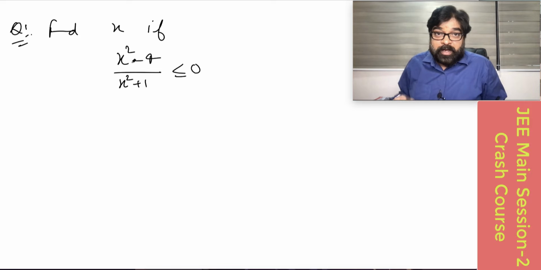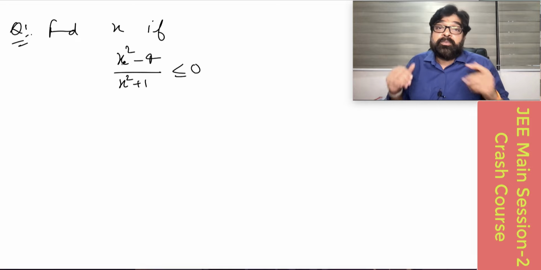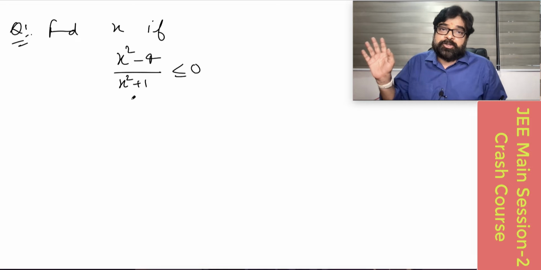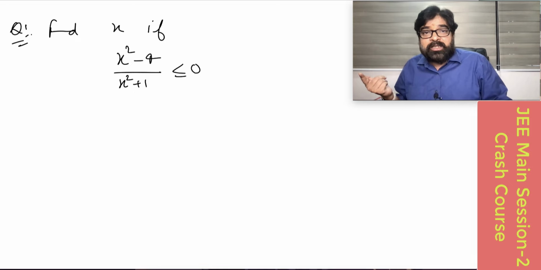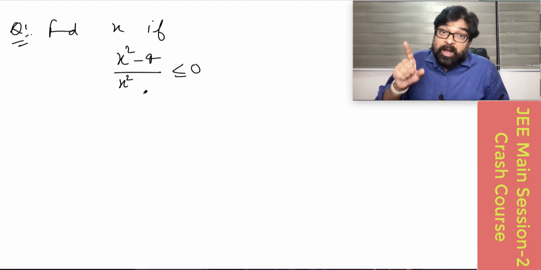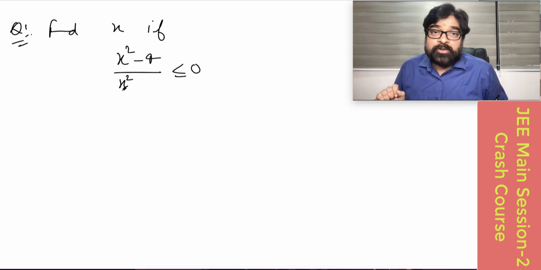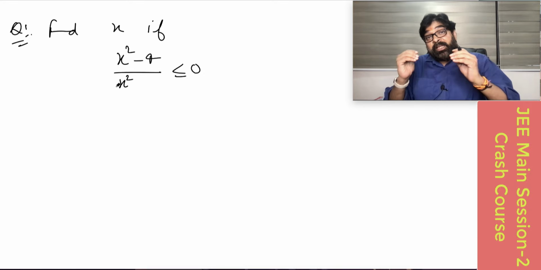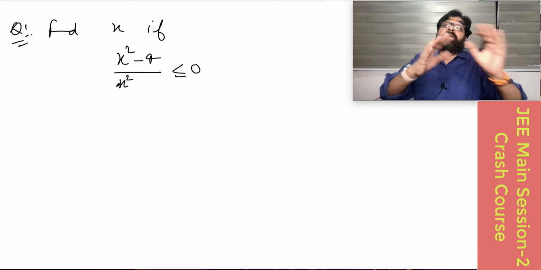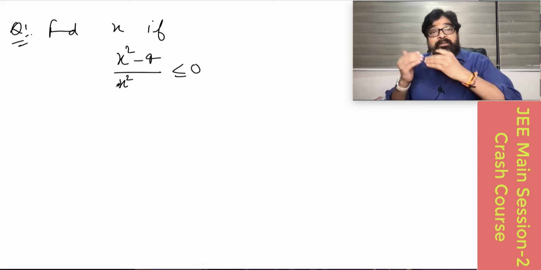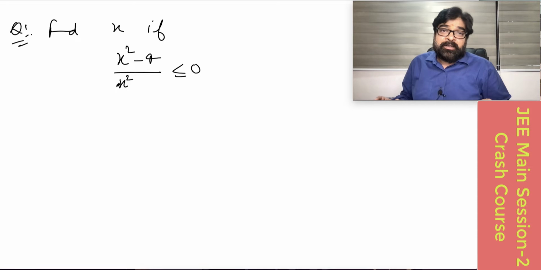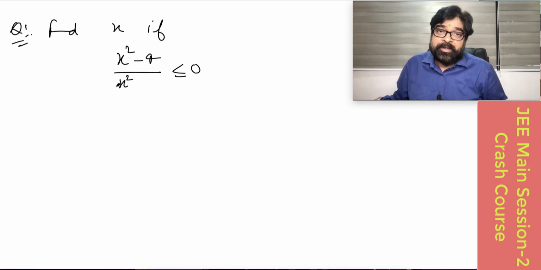This is not always positive. x square minus 4 may be positive, may be negative, may be 0. But x square plus 1 is always positive. I can throw it. Then you say, sir, what is the difference from x square? What is the problem? The problem is there, because x square can be 0 also. So this is not always positive. Always remember this statement: if any quantity is always positive, you can multiply and divide. If any quantity is always negative, you can multiply and divide. But any quantity which is positive or maybe 0, you cannot multiply and divide. Do you understand my point?